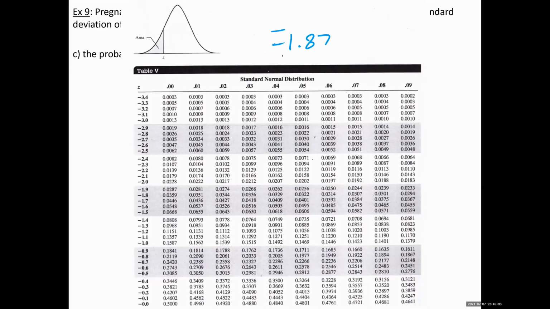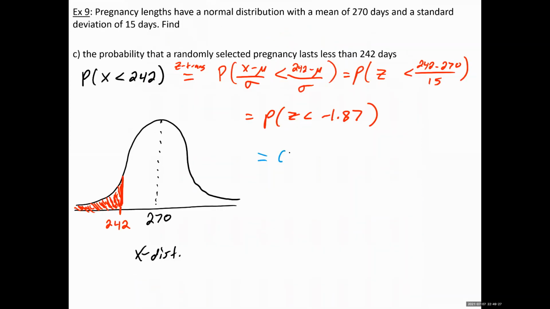So negative 1.8, you get from the left column. The last digit you get from the top. And you go to the right of the negative 1.8, and you go down from the 0.07 until these lines meet. Looks like they meet at 0.0307. That's it.